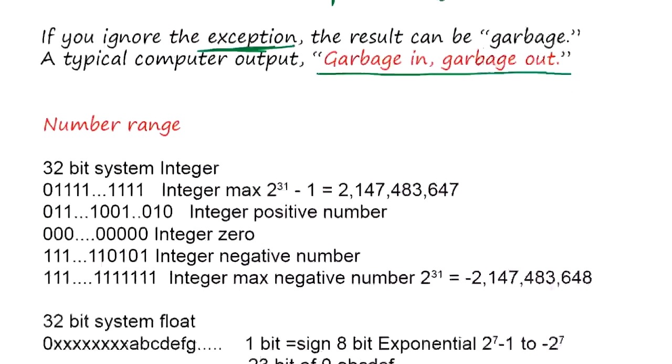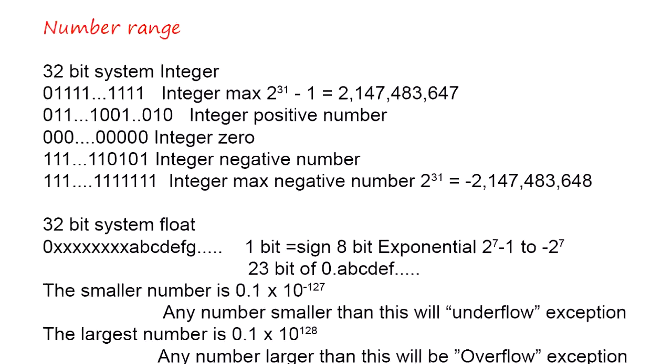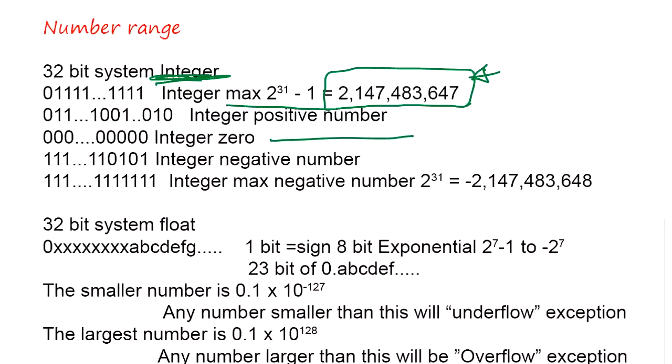What kind of number range do we have? For a 32-bit system integer, the maximum integer number is this value. It's not that much. When you do federal government finance, it's too small. It needs to go to trillions. So this is integer 0, and the largest negative number is larger by 1 in magnitude if you compare.